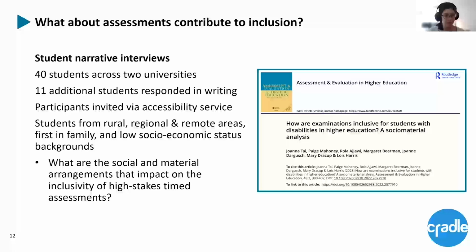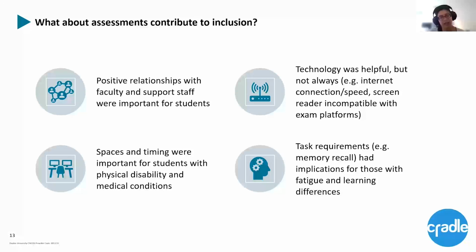And so in this paper, again published, we looked at the social and material arrangements that impacted on the inclusivity of high stakes timed assessments, essentially exams. The paper goes into far more detail, but if I can summarize very briefly, firstly, connections between people. Positive relationships with faculty and support staff were really important for students in relation to assessment and feeling like they were included. Secondly, technology was mostly helpful, but not always.